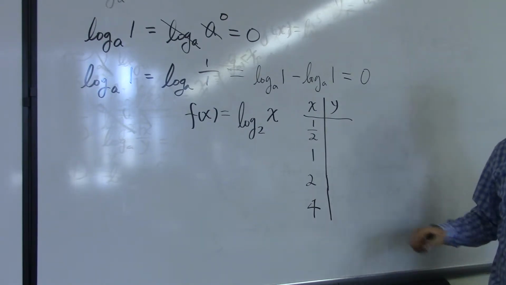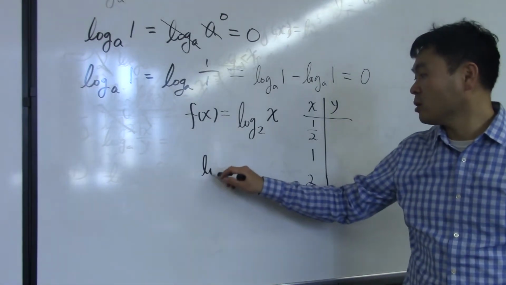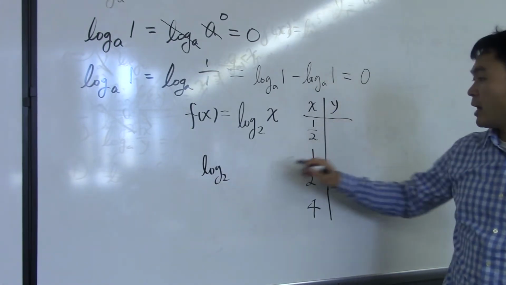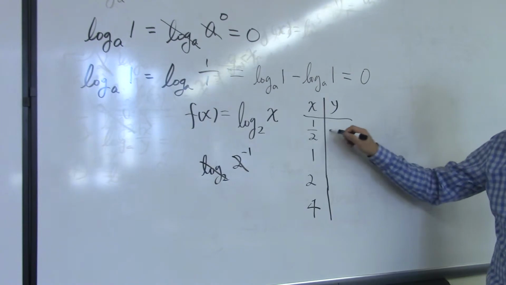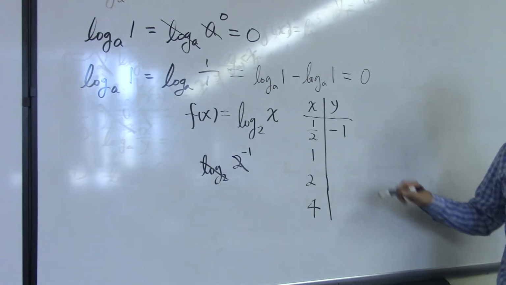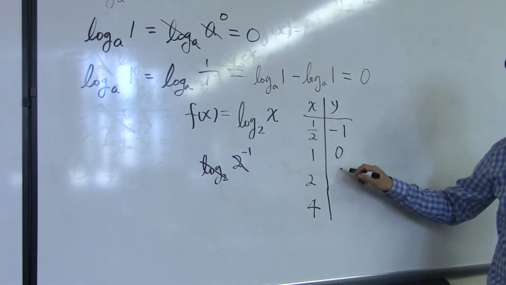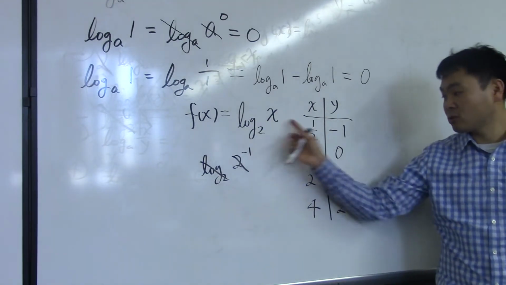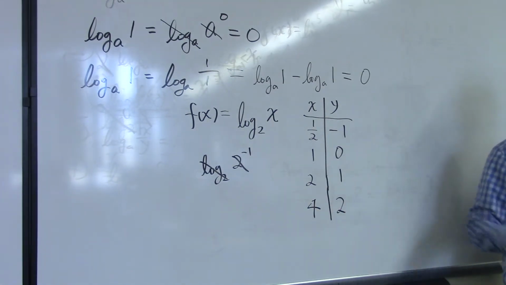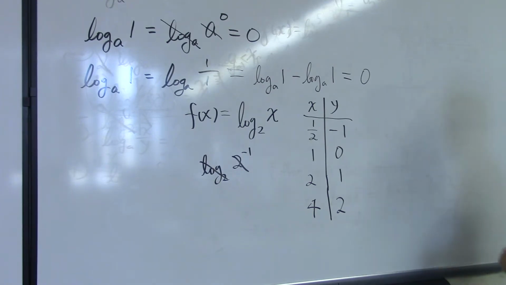Okay? And because log 2 of 1/2 is 2 to the negative 1 power, if you cancel, you get negative 1 as your y, right? And this will be 0, there will be 1, and there will be 2. In other words, log 2 of 4 is 2. That's easy to figure out.